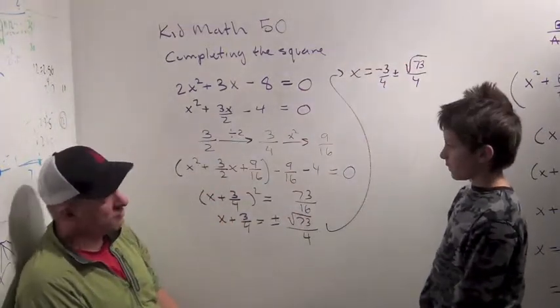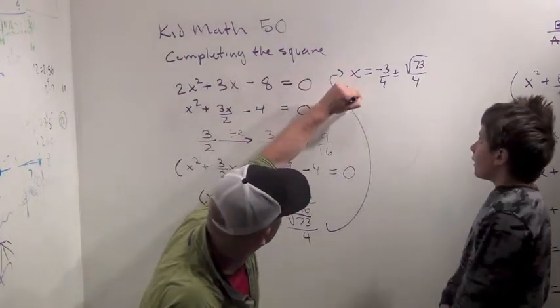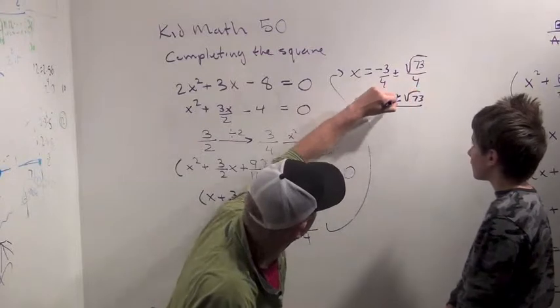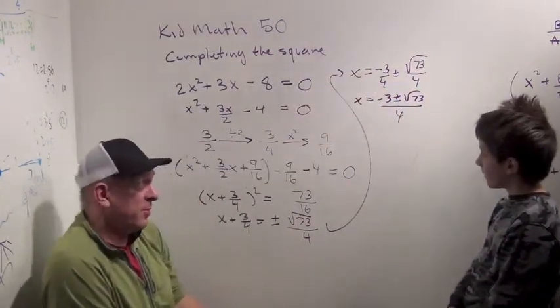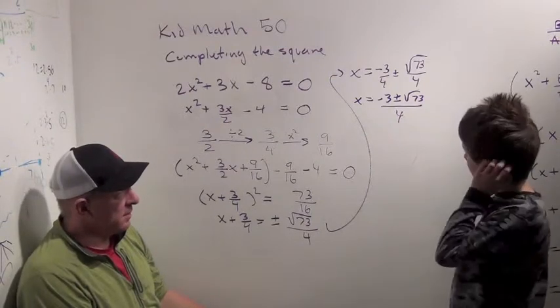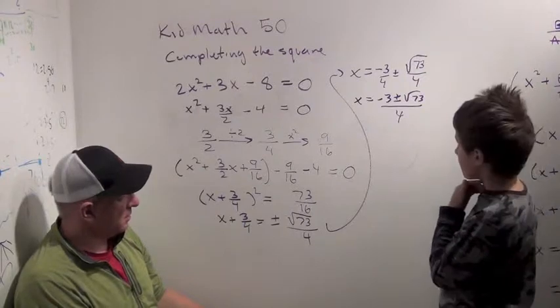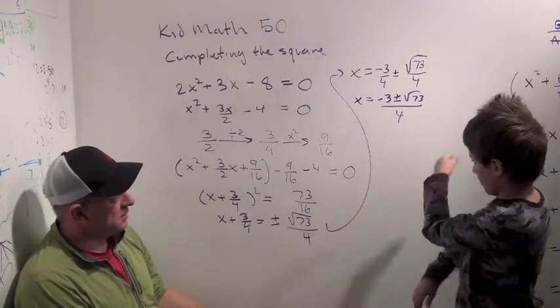Okay. Now, for fun, let's simplify that just a little bit more. X equals negative 3 plus or minus the square root of 73 all over 4. The denominator's the same on both. And now we might ask ourselves, well, I wonder what that is. The square root of 73 is in between which two numbers? Well, it's in between 8 and 9. Because 8 squared is 64 and 9 squared is 81.